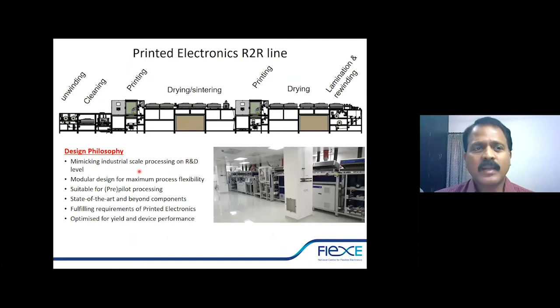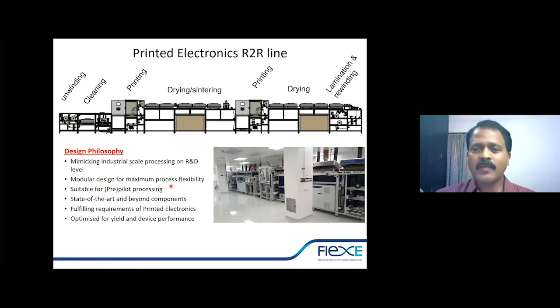Now, this has different modules. This should be of interest to the industry, because industry would need some of the modules, not all of them. These are very modular, which means whatever is not needed can be left out, and one can take up the modules which are of interest and utilize them for printing devices for the specific application. The way it has been designed, it mimics industrial scale processing, and it is very modular and suitable for pre-pilot and even pilot scale processing.